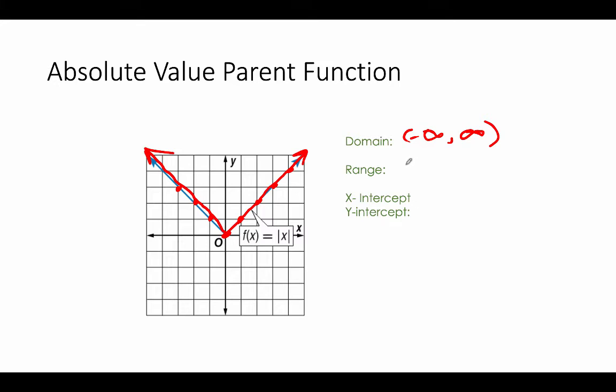Range, how low do we go? The lowest we go on the range is going to be 0, and since it can be 0, remember I put a bracket, and then I go all the way up to infinity. Again, we're at the origin, so the x-intercept is at 0. It's at 0, 0 for both of them, so it doesn't even matter.